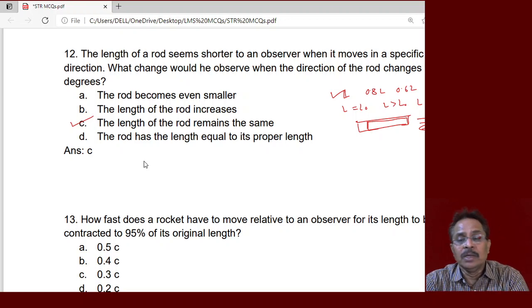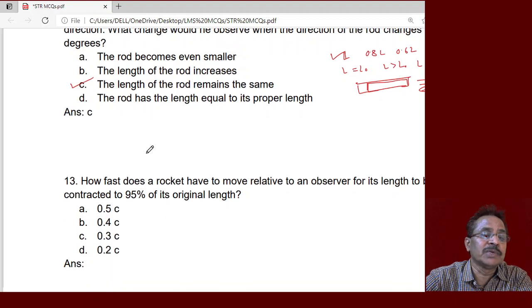So this is how the length contraction observed in the forward direction as well as the length contraction observed in the backward direction is found to be just the same. Whatever that particular shorter length appears in both directions will be just the same. That's why C is the correct answer of this question number 12.